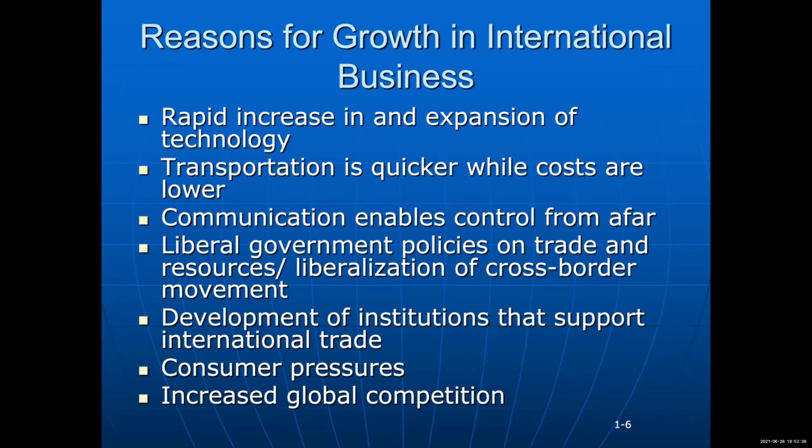All right, other reasons for the growth of international business: development of institutions that support international trade, for example, the World Trade Organization and the World Bank. Consumer pressure, in other words, people wanted options in the marketplace. People wanted to say, suppose I don't want a Jamaica-made furniture dresser, suppose I want one that is from overseas. Increased global competition. In other words, the international market became far more competitive.